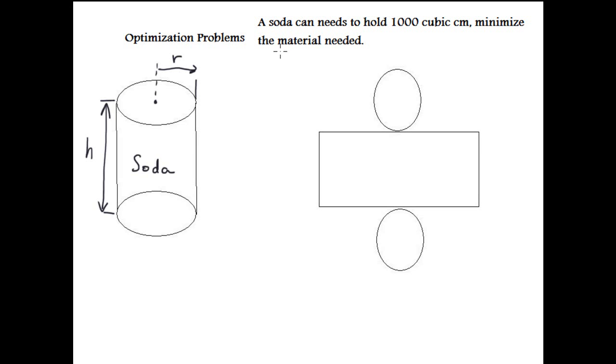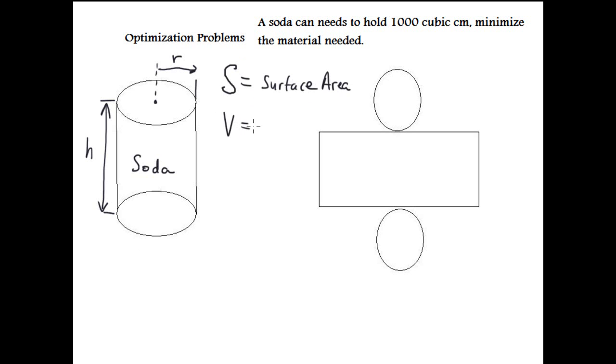Okay, this is the problem about the soda can that needs to hold 1,000 cubic centimeters. How much material is needed? Okay, the material is aluminum, no? And you compute the aluminum using S, the surface area.